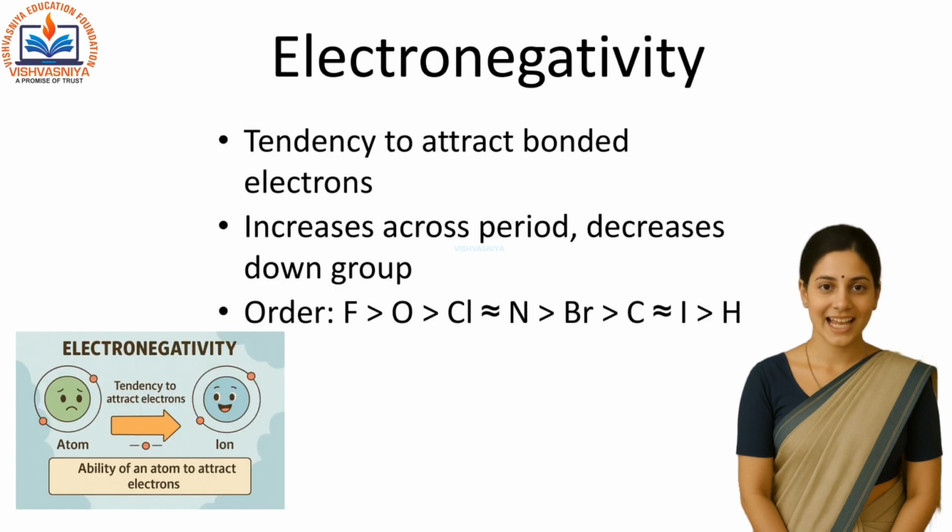Fourth, electronegativity. It's the tendency to attract electrons in a bond. Increases across a period. Decreases down a group. Fluorine is the most electronegative element.